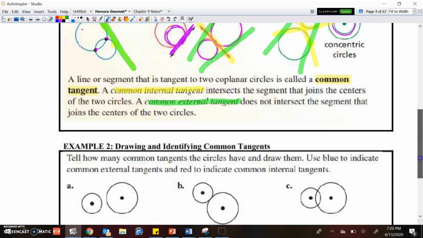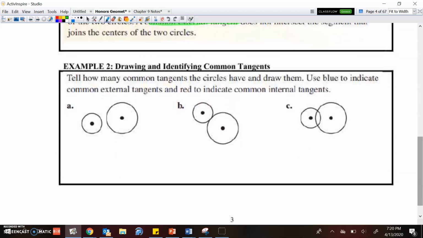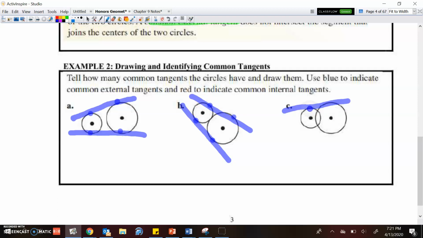Okay, so let's draw in some. Tell how many common tangents the circles have and draw them. Use blue to indicate common external tangents. And then we're going to use red to indicate common internal. So this has an external one here. It's hitting at that spot and that spot. And here, that spot and that spot. This one has an external tangent, and this has an external tangent here and here, there and there. Okay, all right, now they want us to identify our common internal tangents.